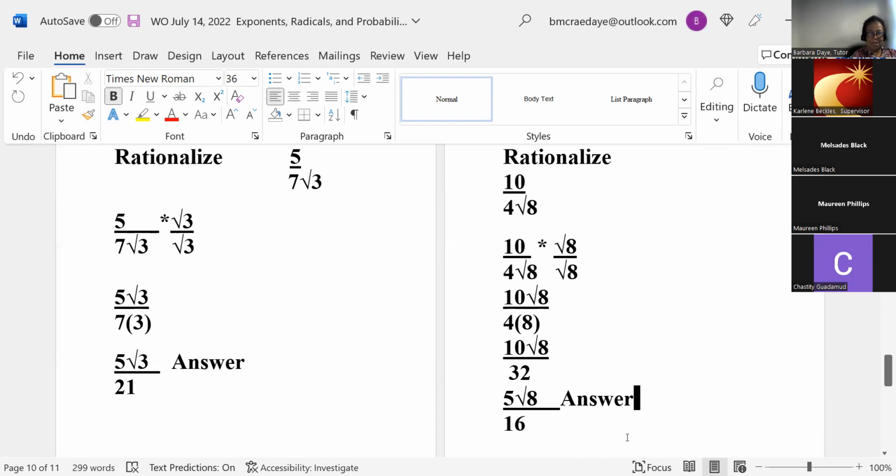2 into 32 gives you 16. That's right. 2 is a factor of 10 and 32. 2 goes into 10 5 times, 2 into 32 16 times. Okay. Got it? Any questions on rationalize it?